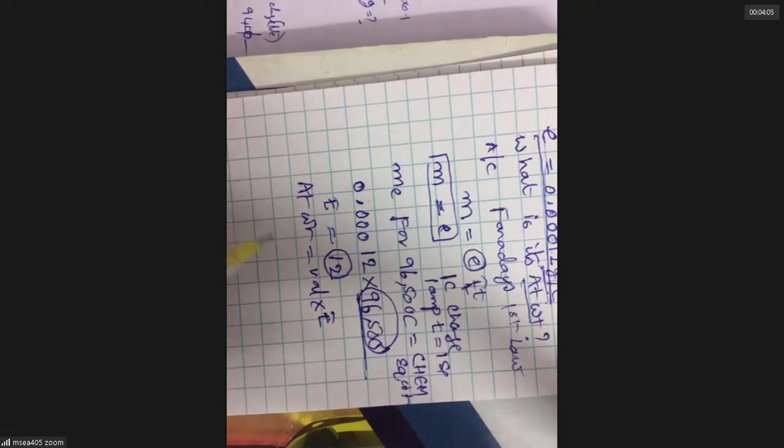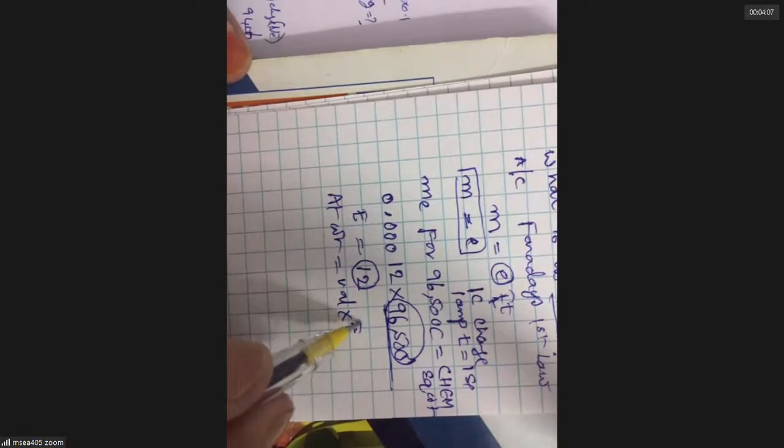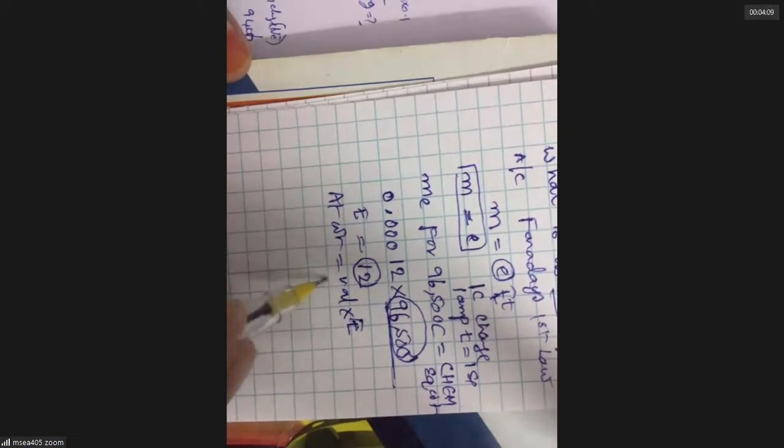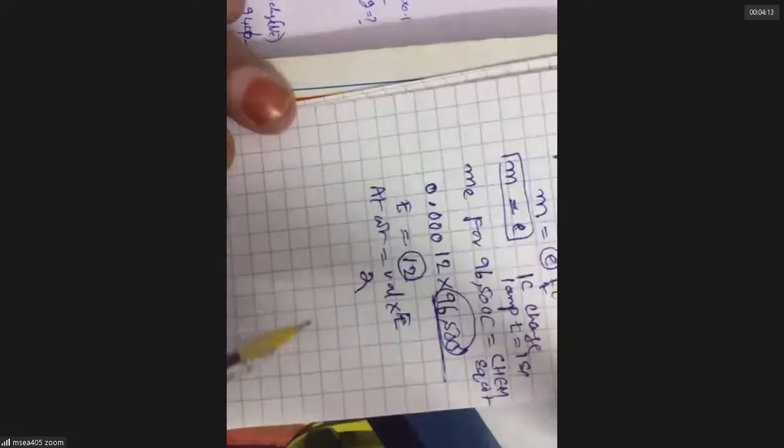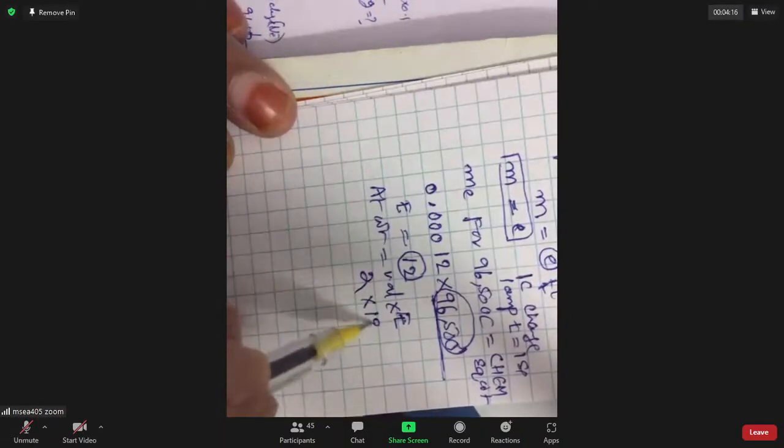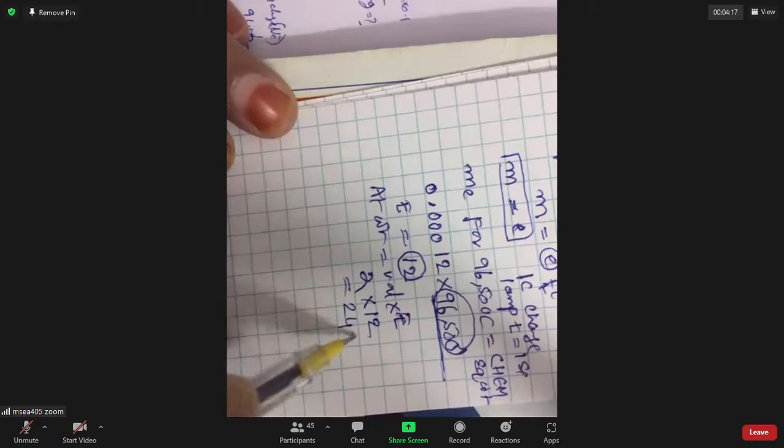So atomic weight is equal to valency into equivalent weight. The valency is 2 because in the problem they said it is a bivalent metal. So 2 into 12, atomic weight is equal to 24.